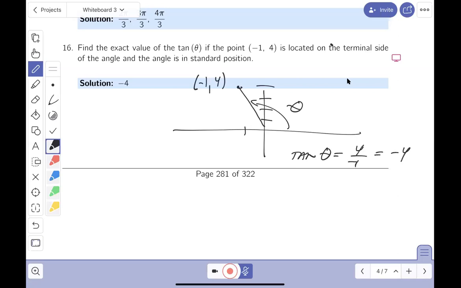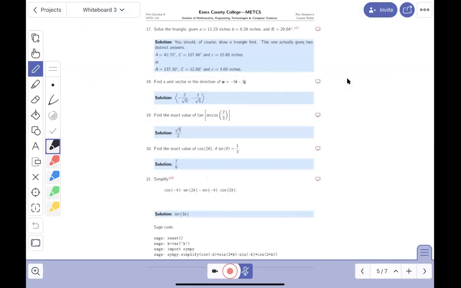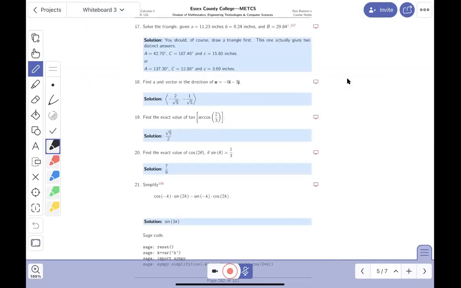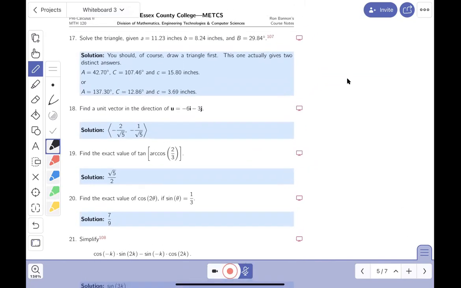Which is minus 4. All right, let's go to the next page. Oh boy, that's one we did in the past. I'm going to hold off on that. This is an old problem.